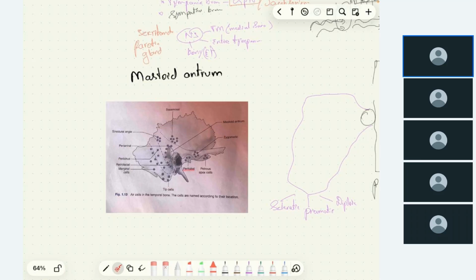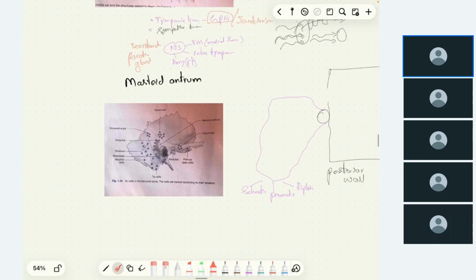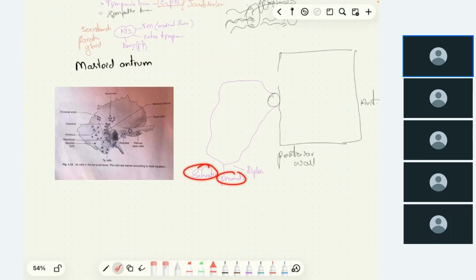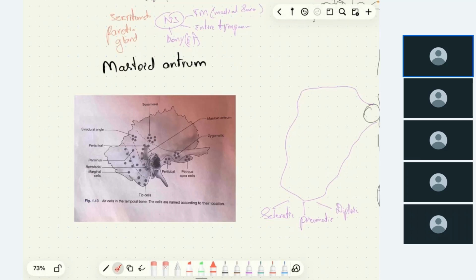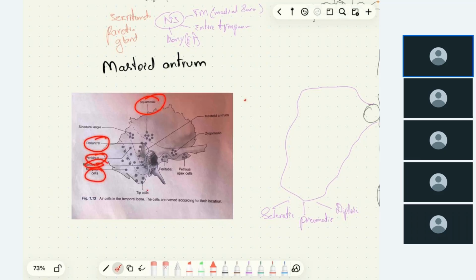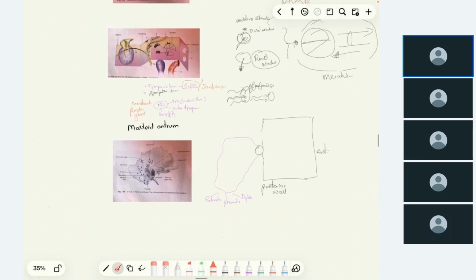So let me summarize this for you. The mastoid air cells, there are three types: sclerotic, pneumatic, and diploic. Sclerotic don't have air, pneumatic has air. The diploic one is where hematopoiesis takes place. The types of air cells are squamosal, periantral, perisinus, retrofacial, marginal cells, tip cells, and zygomatic air cells. You can mention 3 to 4 types of air cells and get 3 marks.